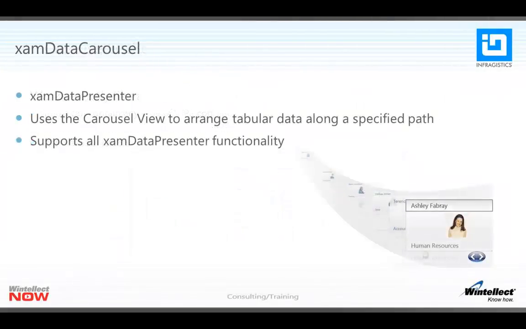The XAM data carousel is a XAM data presenter that uses the carousel view to arrange tabular data along a specified path. This control supports all XAM data presenter functionality for displaying a table of data within a carousel view.